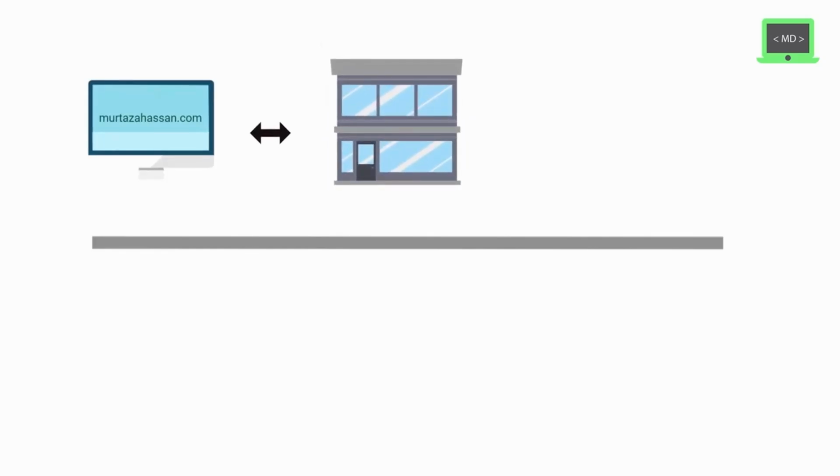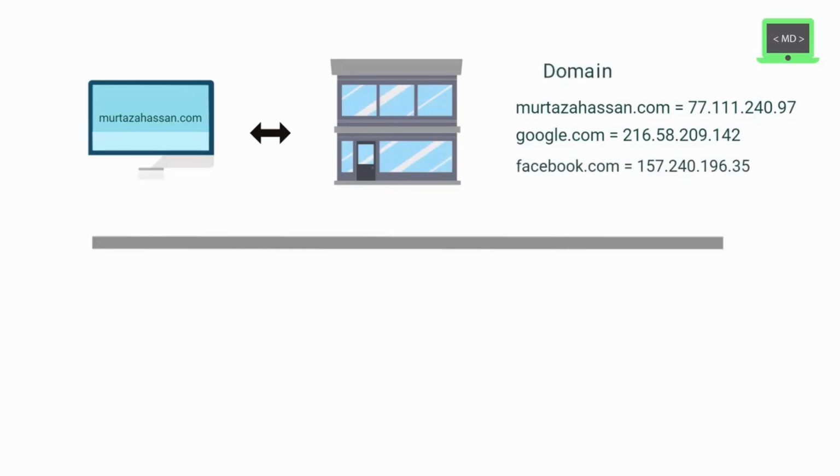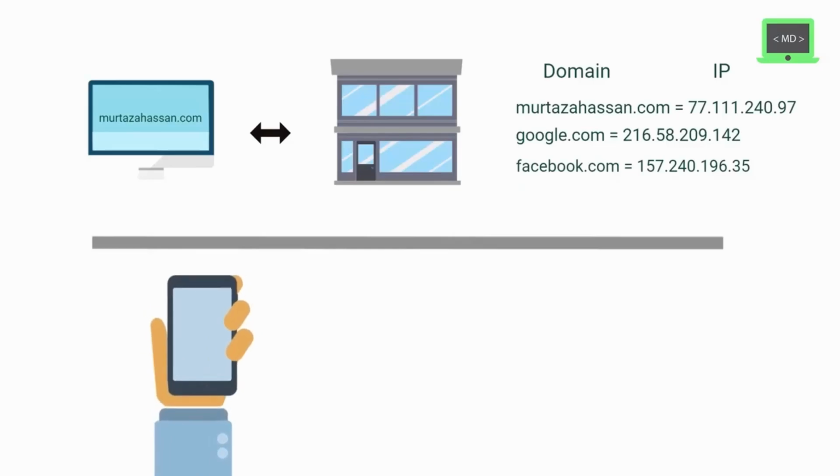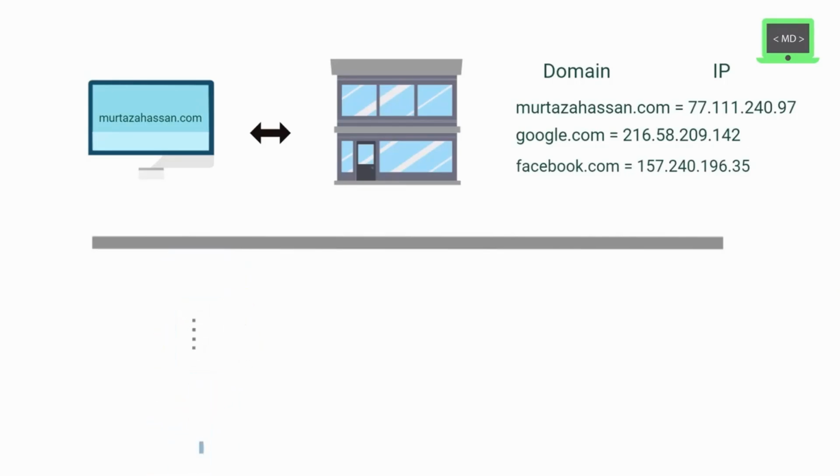Now each website is represented not by a name but a unique number. This number, or domain, is known as the IP address. IP stands for Internet Protocol. It's just a fancy name for a long number. You can think of this as a phone number. Every time you call your friend, you select their name from your contact list, but behind that name, the phone number is the main piece of information that connects you.